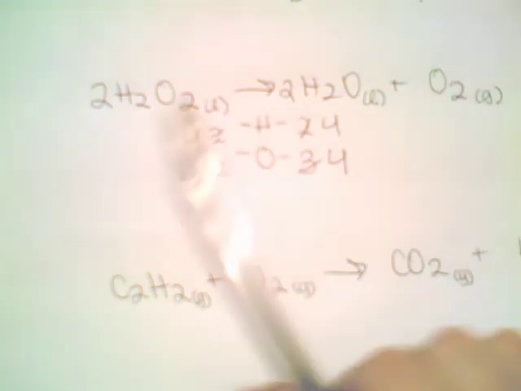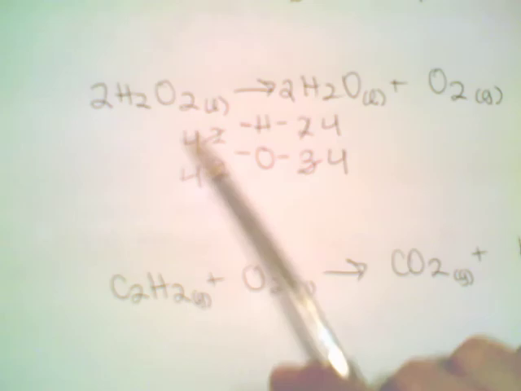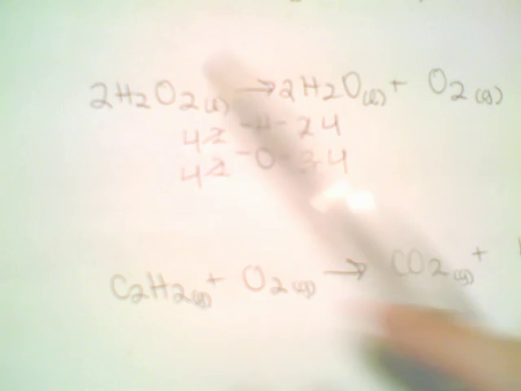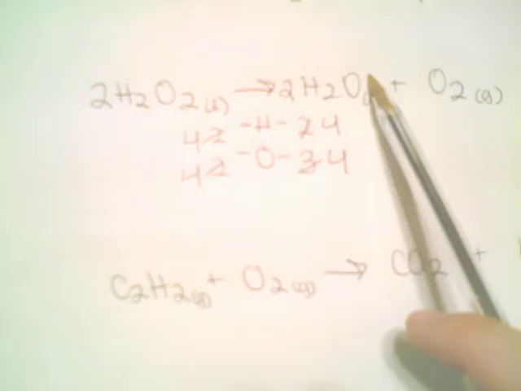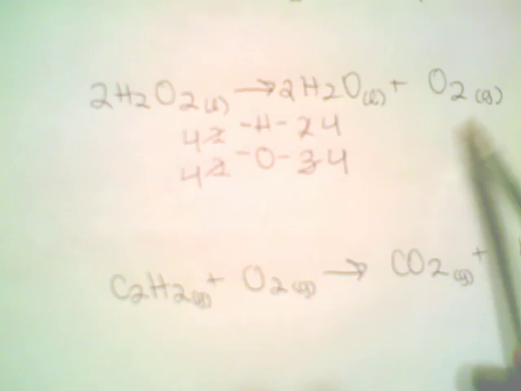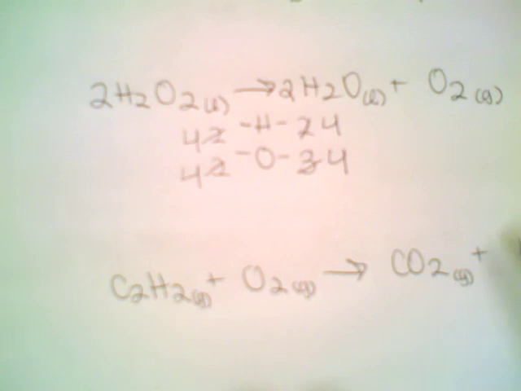So in other words, for every 2 hydrogen peroxide molecules, I will get 2 water molecules and 1 molecule of oxygen gas.